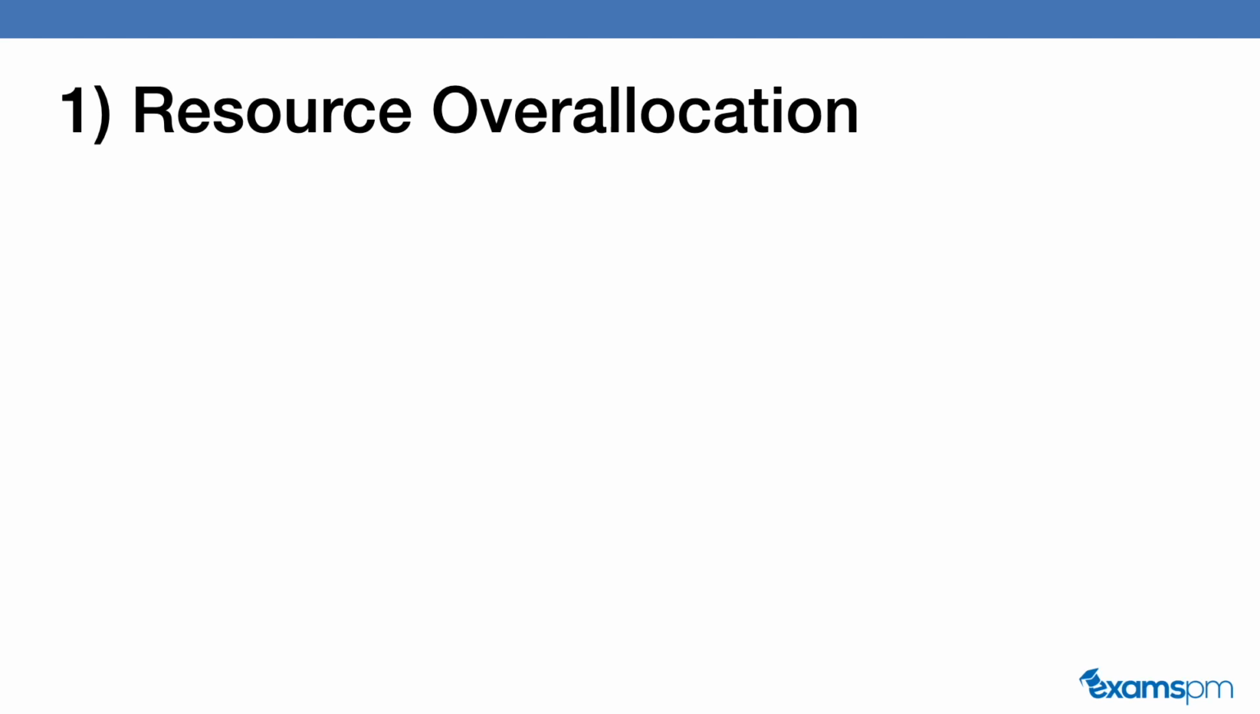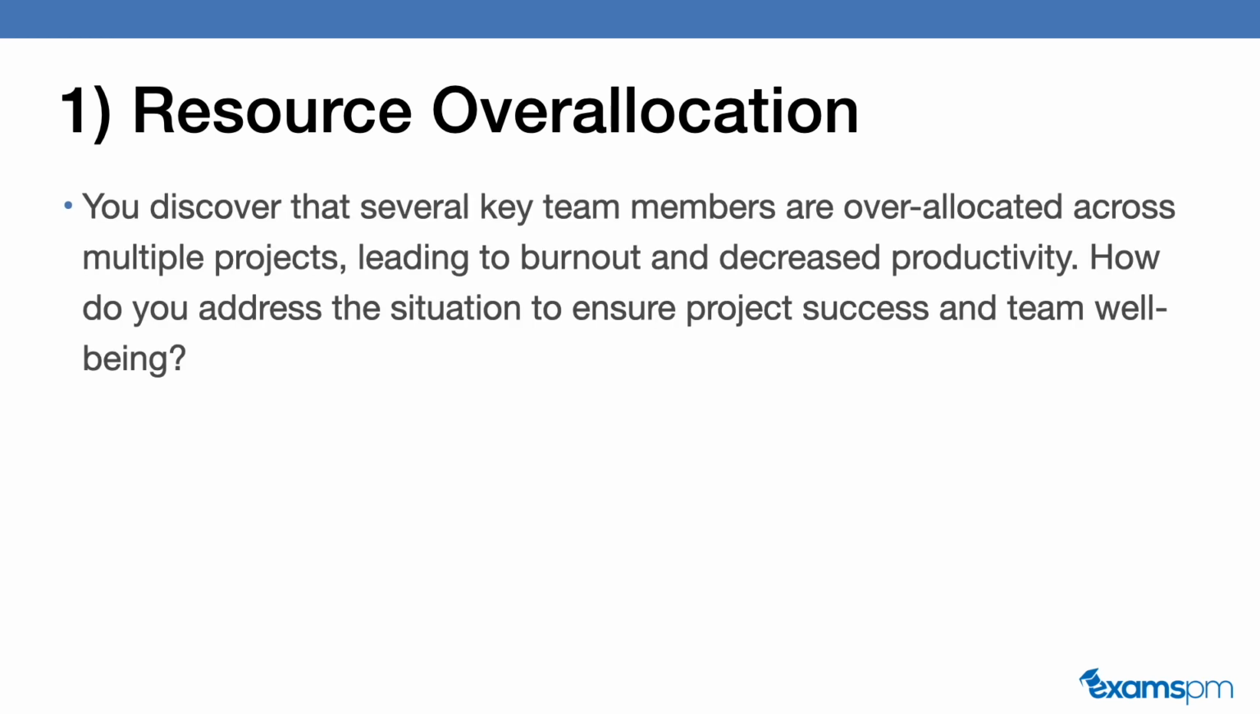All right, now let's dive into the first type of situational question that you may encounter, and this is around resource over allocation. You may get a question something along the lines of you're working with several team members across multiple projects, but these team members are burnt out and that's decreasing their productivity. They are spread across multiple projects, they have too much task to do. So what do you do to address the situation to still ensure that the project will be a success and that the team members can maintain their well-beings?